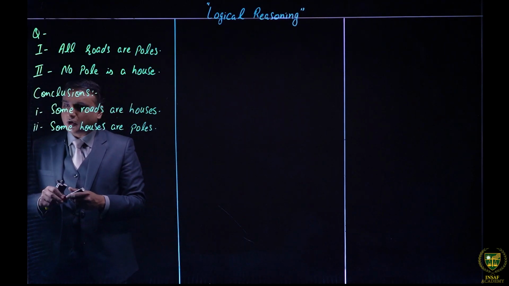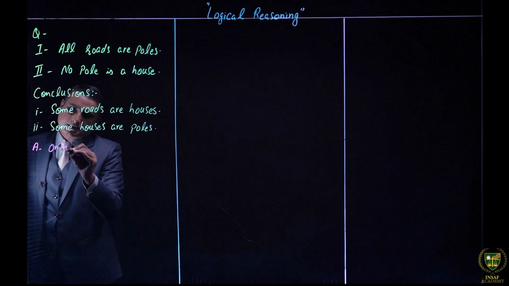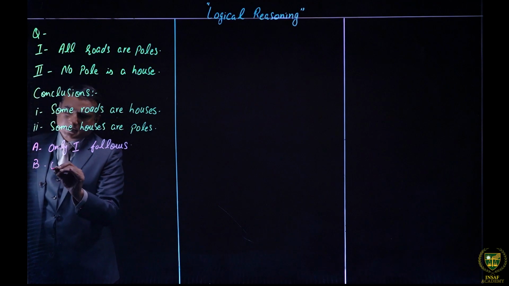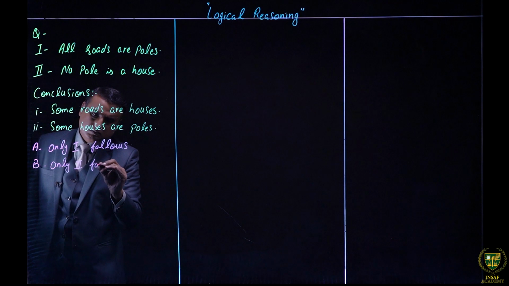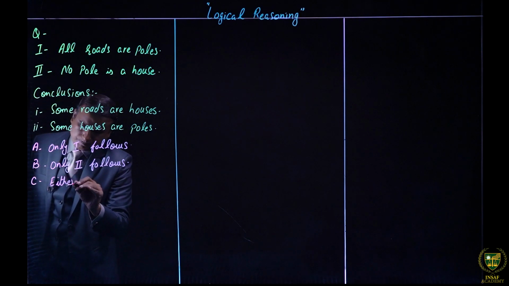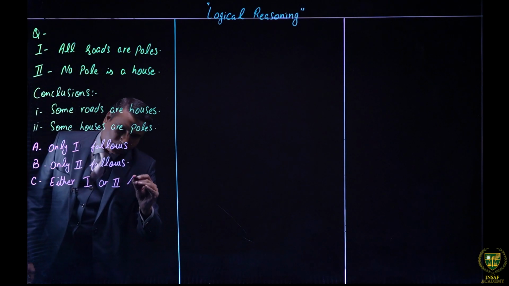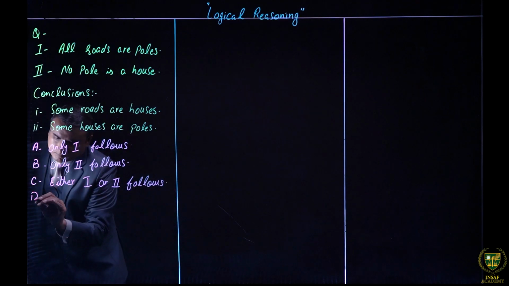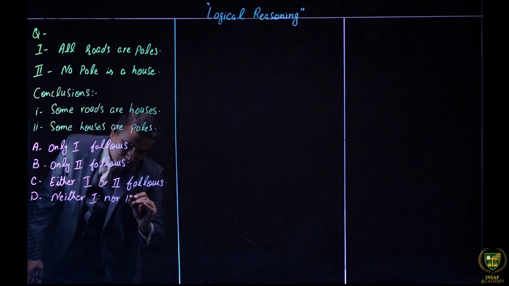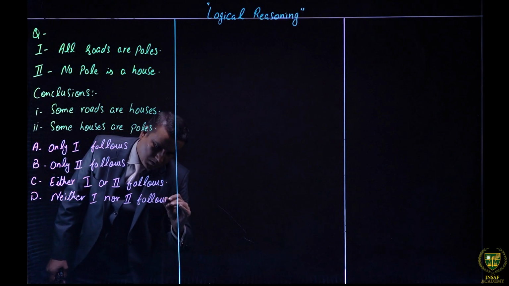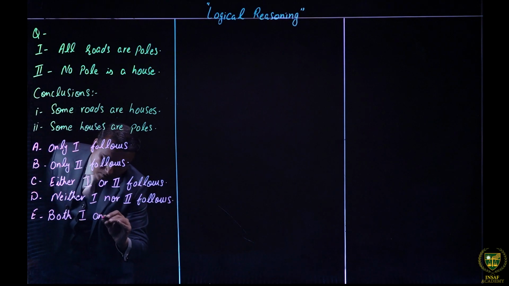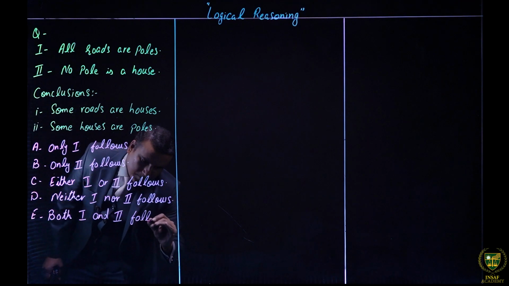And the options we have are the same, that is, only one follows, beta, only two follows, Charlie, either one or two follows, delta, neither one nor two follows, and eta, both one and two follow.